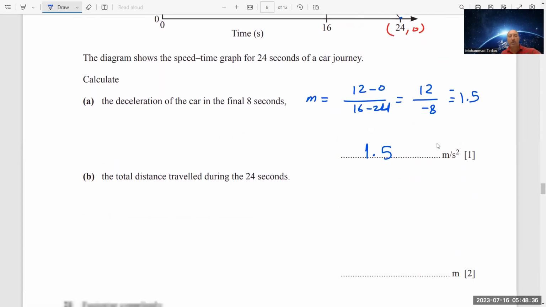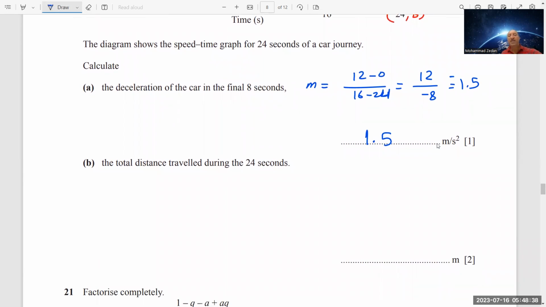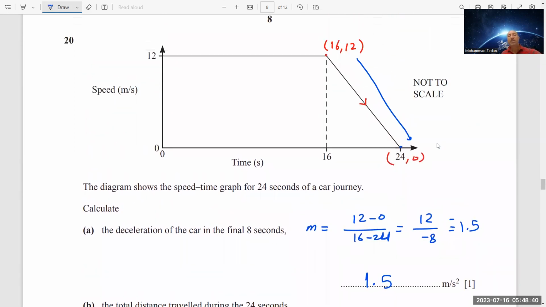Okay. Total distance traveled during the 24 seconds. Total distance here is simply the area under the curve. You can deal with this as a rectangle and a triangle, or in one operation, solve it as the area of a trapezium. This is 24. This is from 0 to 16. This is 16, and the height is 12. So I have 24, I have 16, and this height is 12.